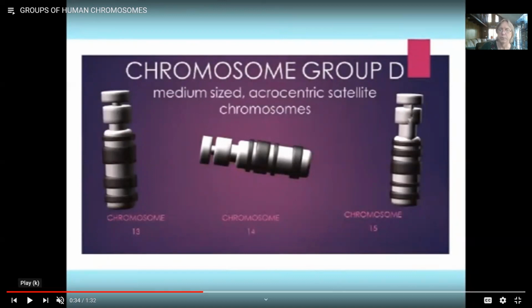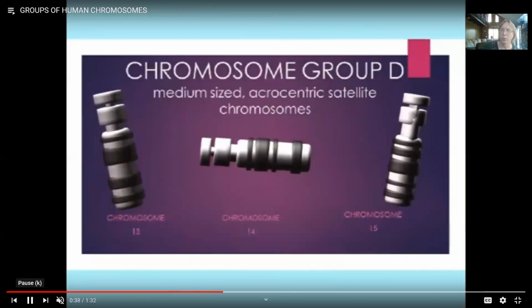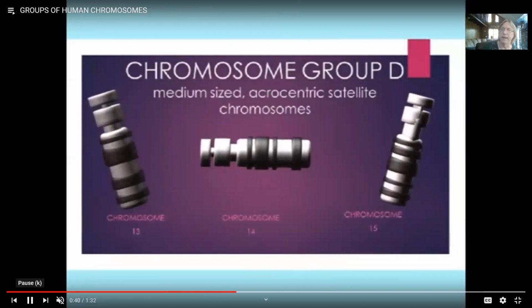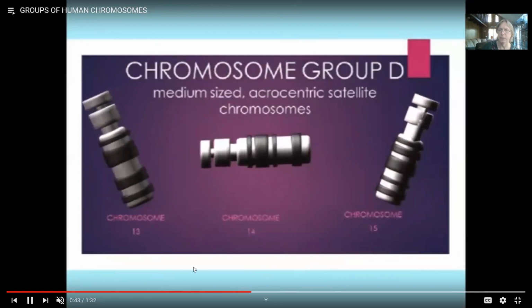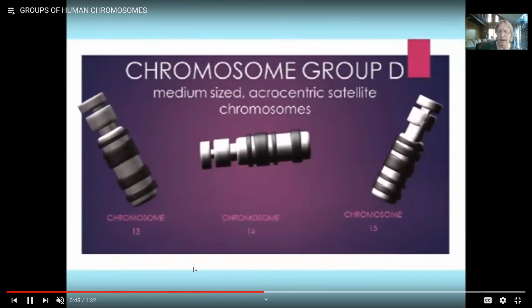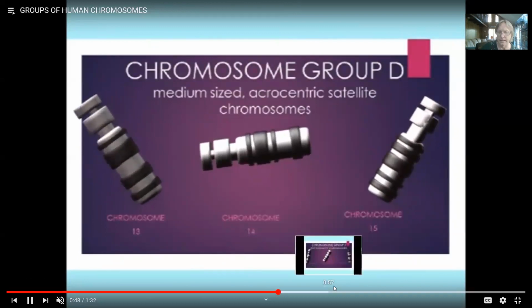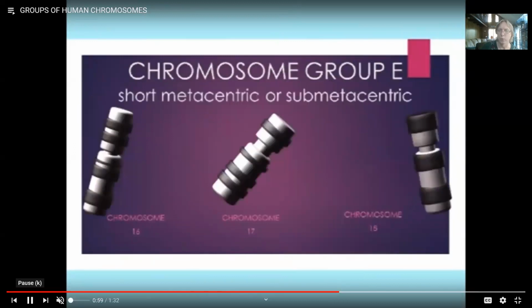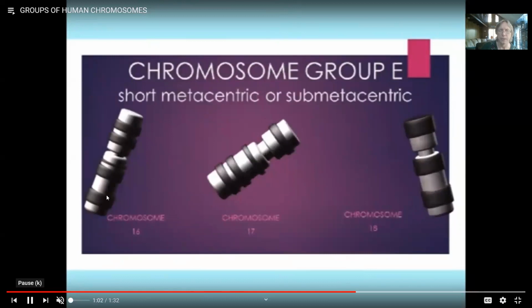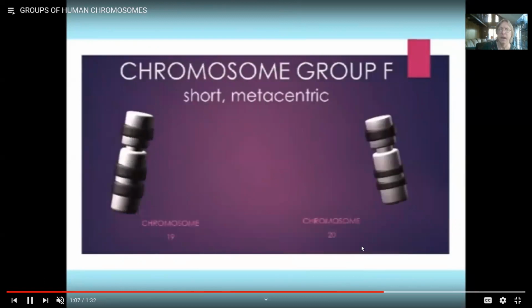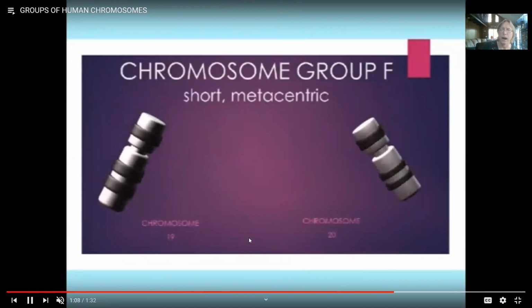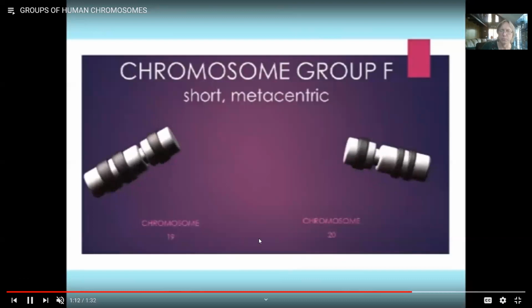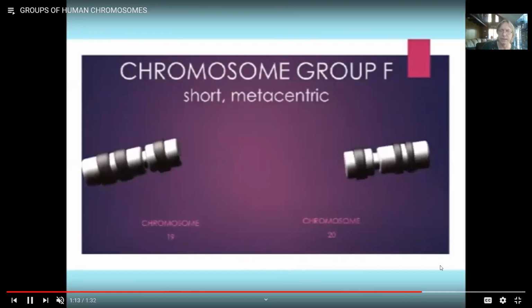Chromosomes 13, 14, and 15 belong to group D. They are medium-sized acrocentric chromosomes, but they do have that satellite region because of that secondary constriction that they have. Chromosome group E are short metacentric or sub-metacentric. 16 is metacentric, the other two are sub-metacentric, 17 and 18. Group F are even shorter, short metacentric chromosomes, chromosome 19 and 20.